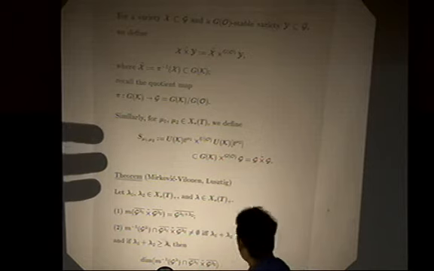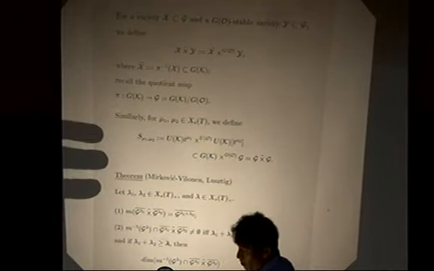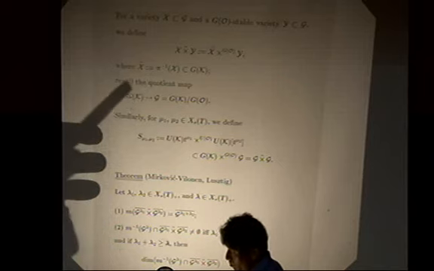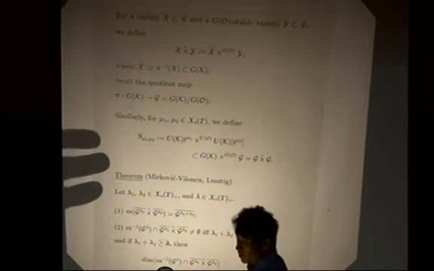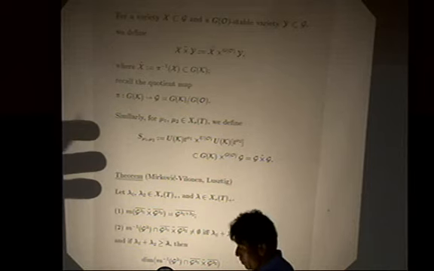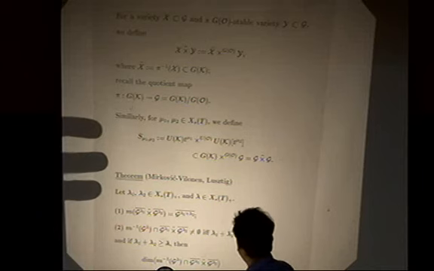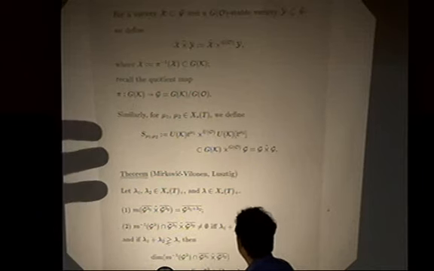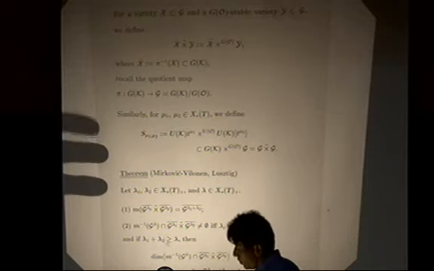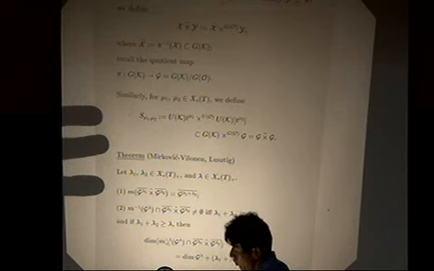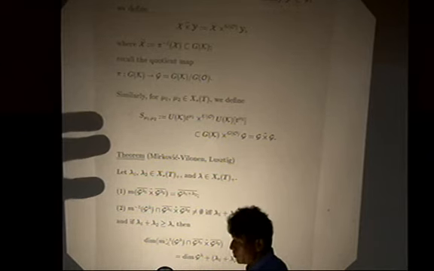We also introduce some twisted products for a subvariety X of G and a G(O)-stable subvariety Y of G. We define X tilde times Y to be this set, where X tilde is pi inverse, the inverse image of X under this quotient map pi. Pi is the quotient map from G(K) to the affine Grassmannian G. And similarly, for co-weights mu_1, mu_2, we define S(mu_1, mu_2) to be this twisted product, which is a subvariety of G tilde times G.